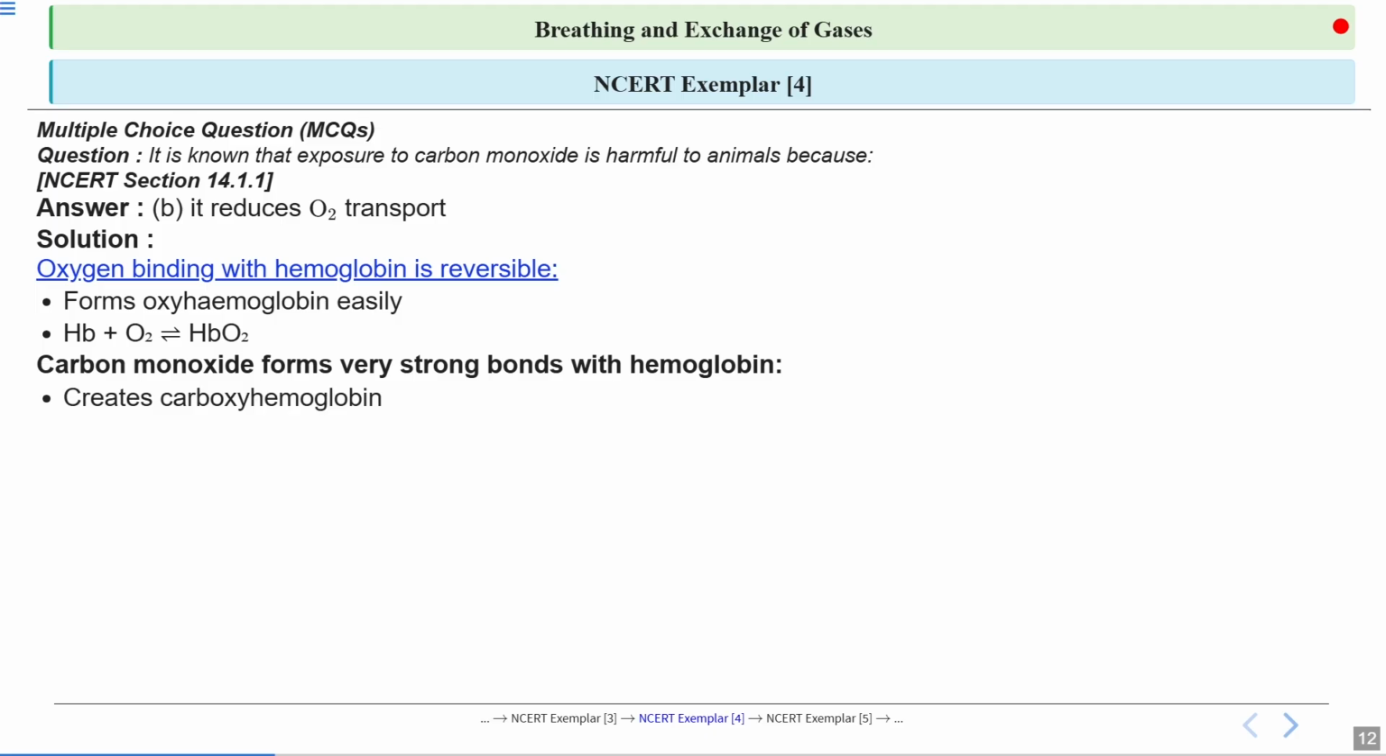So it creates carboxyhemoglobin, right? And the bond is nearly irreversible. So that hemoglobin will not be free further to take up oxygen and make it reach the tissue. So that will suffer. It means that the hemoglobin is destroyed, that it is of no use. So Hb plus CO forms HbCO, right?